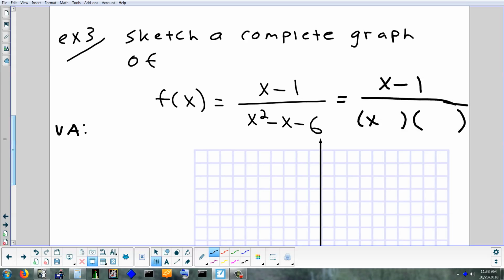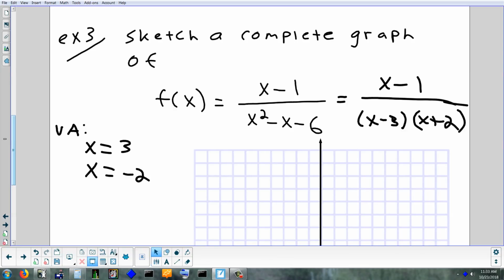So we got x minus 3, x plus 2. Let's double check it. x squared plus 2x minus 3x. Yeah, looks good. So my vertical asymptotes, I have 2 of them. It's when x equals what and what? What are the zeros of the denominator? Yep. 3 and negative 2.